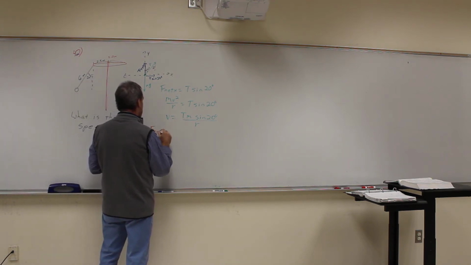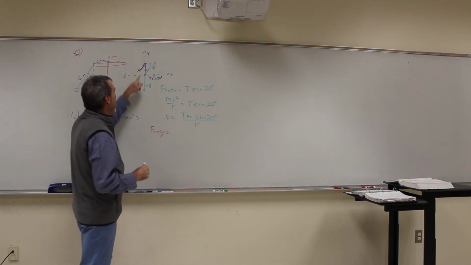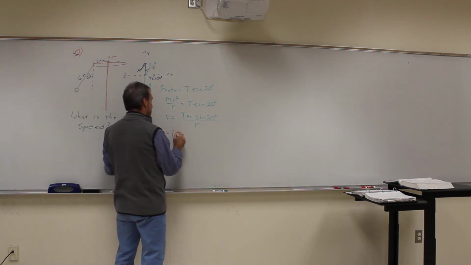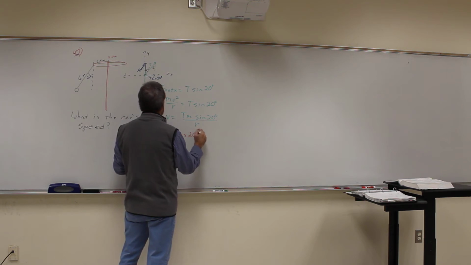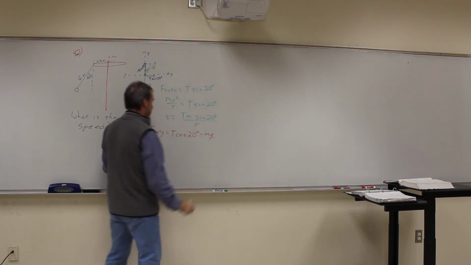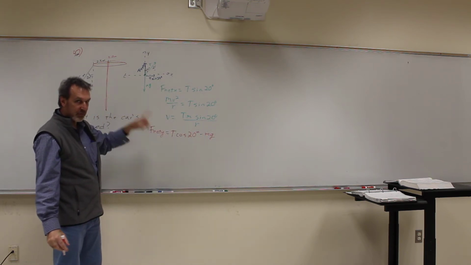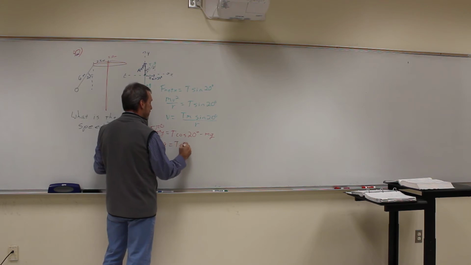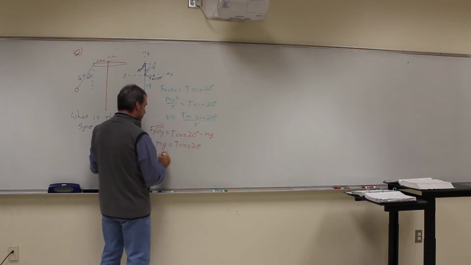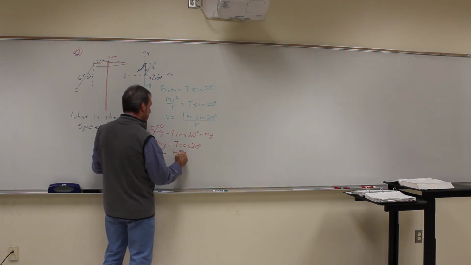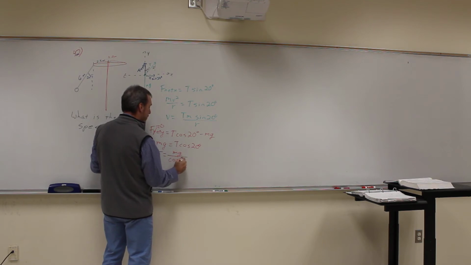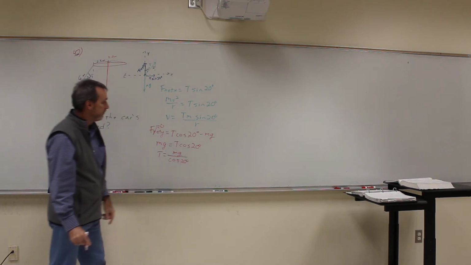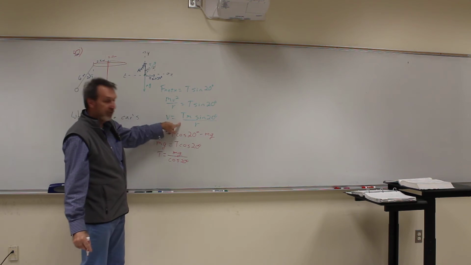We're going to go to F net y. We have T cosine 20 going up minus mg going down. But in the y direction, it's not accelerating, so that becomes 0. We can say that mg is equal to T cosine 20, or I can solve this for T and say T is equal to mg over the cosine of 20 degrees. I can plug that back in for T.